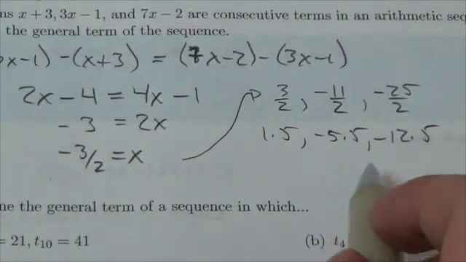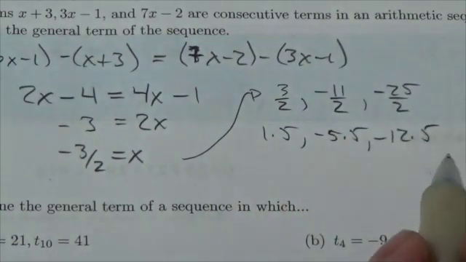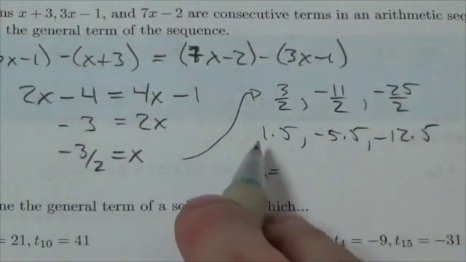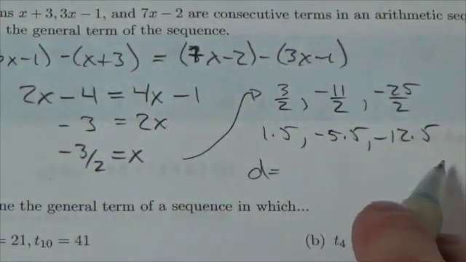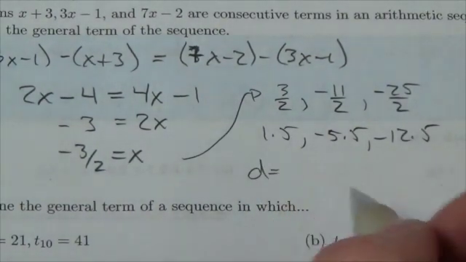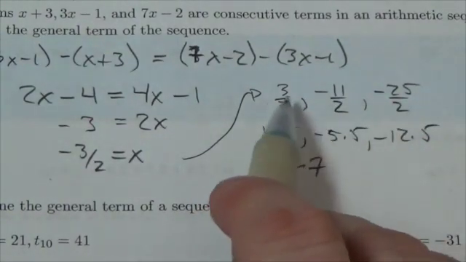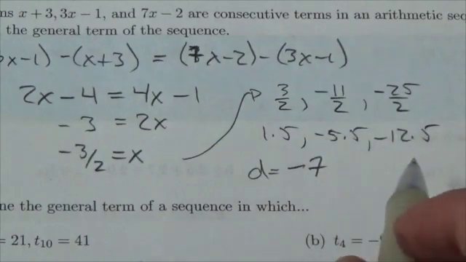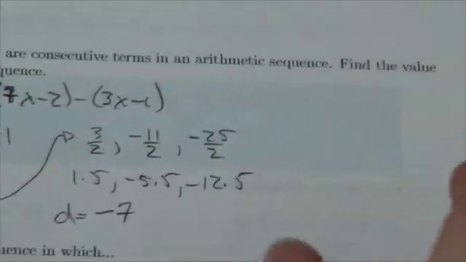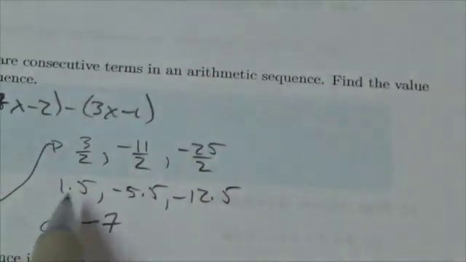Now, looks to me like what we're losing here in every case, the d value here, if you look at just even the decimals, and the decimals might make this a little bit easier to see. Negative 5.5 minus 1.5, that's negative 7. If you compare the fractions, we're going down by 14 halves every time, and 14 halves is 7. So negative 7.